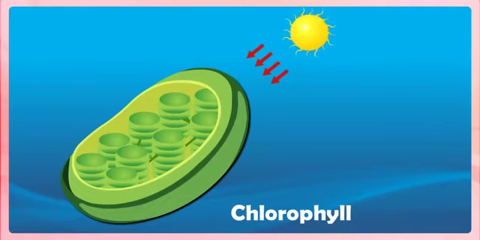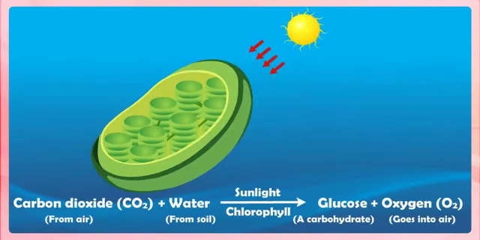Chlorophyll is a green substance which is present in the leaves of plants. In fact, it is in the presence of chlorophyll that plants absorb the energy from sunlight. During photosynthesis, the sunlight energy is absorbed by chlorophyll and is used to combine carbon dioxide and water in the green leaves to produce food, like glucose.